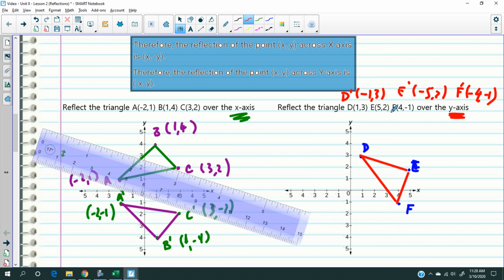Okay, so let's grab those. -1, 3. So that's D prime. And then E is -5, 2. E prime, and then -4, -1. F prime. Okay, and so let me connect those again with a blue pen.